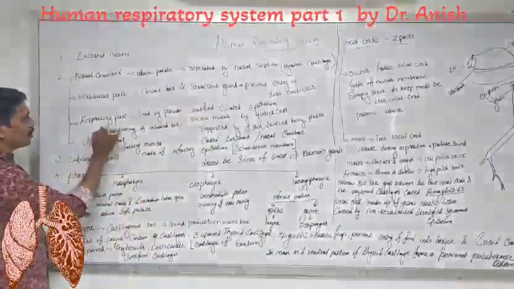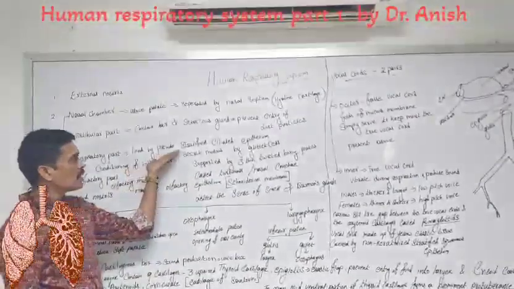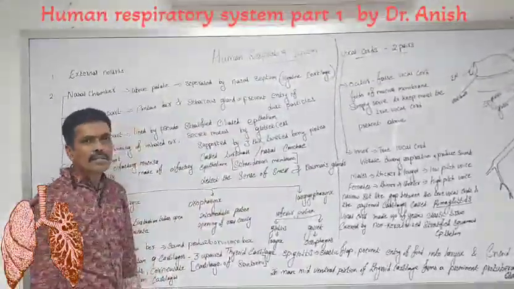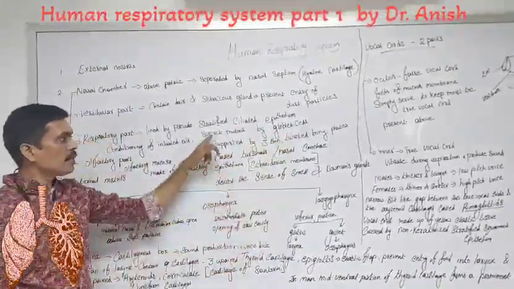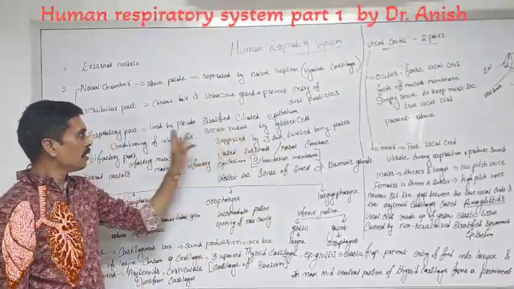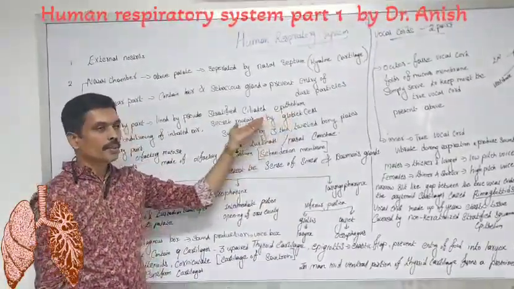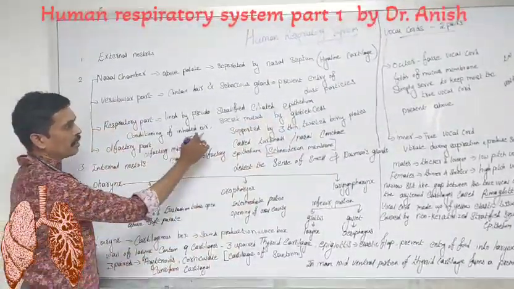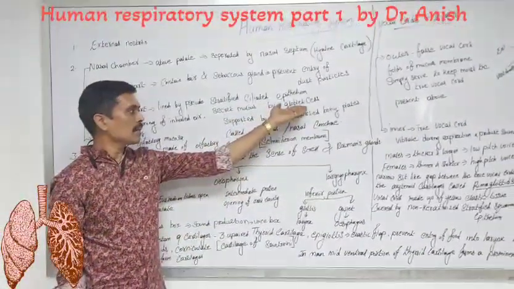The next part is called the respiratory part. This part is made up of pseudo-stratified ciliated epithelium. This area also contains goblet cells. These goblet cells help to secrete mucus. So this area contains ciliated epithelial cells. Goblet cells produce mucus. This helps in the conditioning of the air. Air conditioning is helped by these ciliated cells and goblet cells.